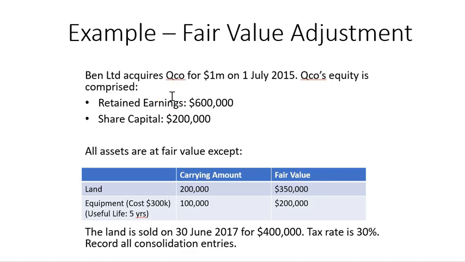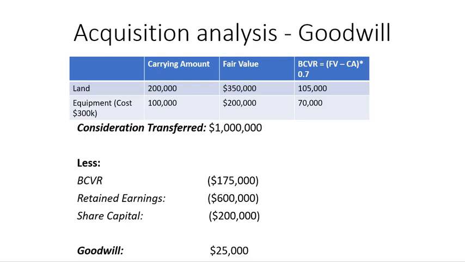Okay, so I've got an example for fair value adjustment. So Ben Limited acquires QCO for $1 million on 1 July 2015. QCO's equity is comprised of retained earnings of $600,000 and share capital of $200,000. All assets are at fair value except land and equipment, and the land is sold on 30 June 2017 for $400,000. The tax rate is 30%, so we need to record all consolidation entries. So the first thing we'll want to do is our acquisition analysis.